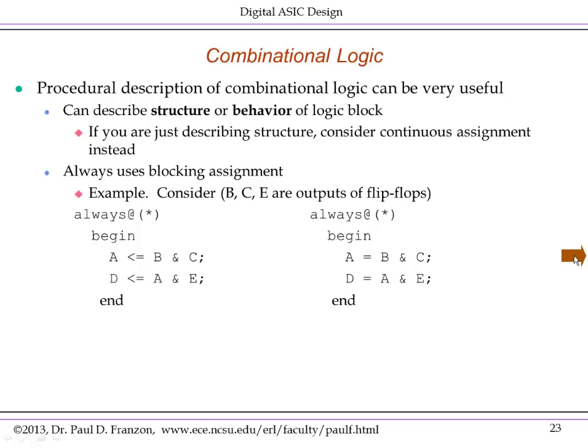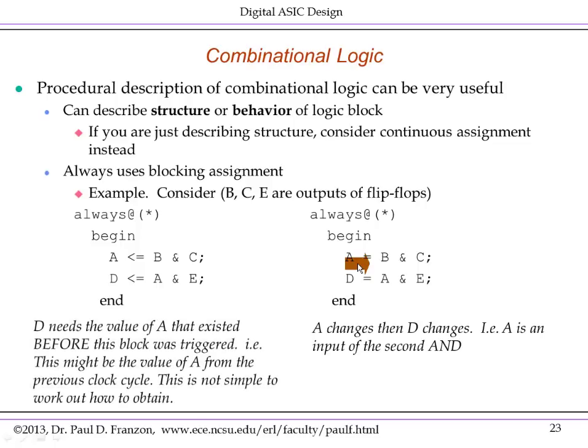Here I have 2 examples for combinational logic. Notice the always at star. So we're specifying combinational logic. A equals B and C, D equals A and E. The second statement uses A. Well, if these execute in sequence, this is pretty much what you'd expect. A changes, then D changes. That is, the input here is taken from the output of this gate. This is not a clocked gate, so we want the changes to ripple through the sequence of logic here.